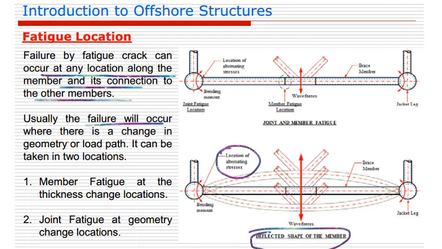Usually the failure will occur where there is a change in the geometry or load path. It can be taken as two locations: member fatigue at wall thickness change locations, and joint fatigue at geometry change locations. See here, this location will have a heavy wall thickness and this location less wall thickness, so there is a change in wall thickness. Member fatigue at these thickness change locations needs to be studied. Here the geometry itself is changing, as it connects tubular to tubular. So at a geometry change location, joint fatigue; at a member thickness change location, member fatigue.